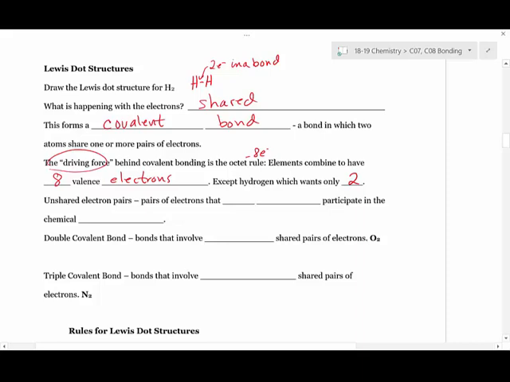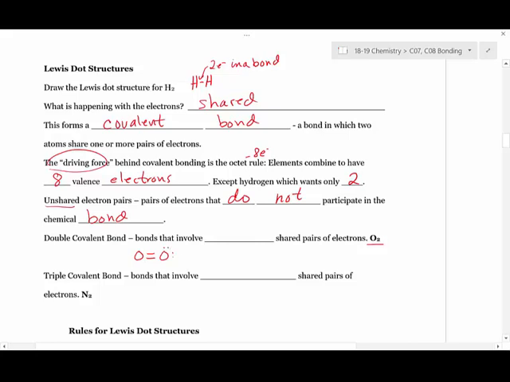And the way the electrons are distributed about an atom lead to what are known as shared or bonded pairs and unshared electron pairs. And those are pairs of electrons that do not participate in the chemical bond. And I'll show you an example of that as we draw the Lewis dot structure for oxygen.